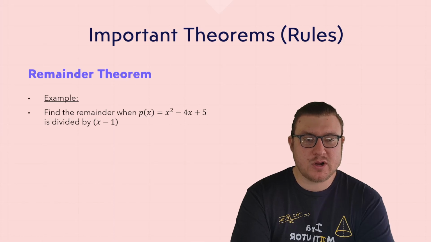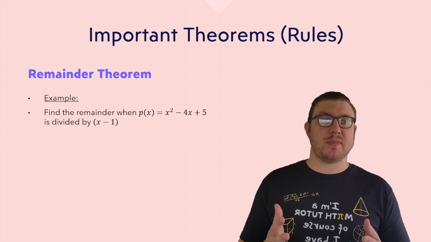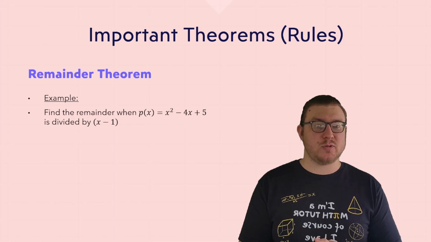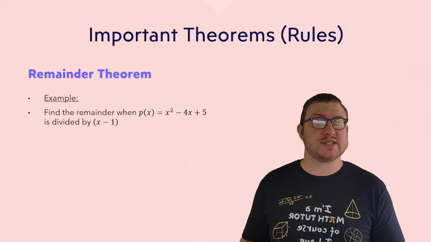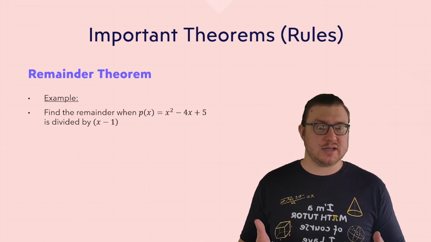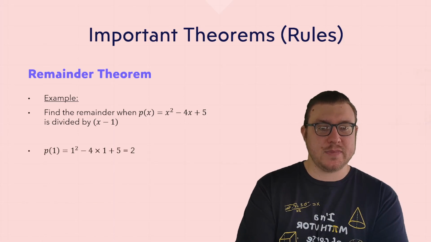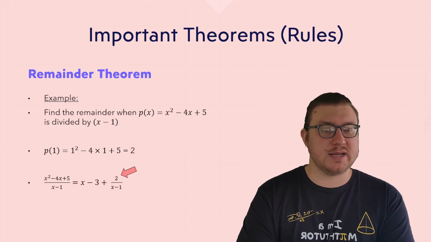Another example real quick. Find the remainder when p of x equals x squared minus 4x plus 5 is divided by x minus 1. Well, the remainder theorem is just telling us all we need to do is substitute in, and that's it. Now it says x minus 1, so we substitute in positive 1. P of 1, and we get 2. So the remainder is 2.